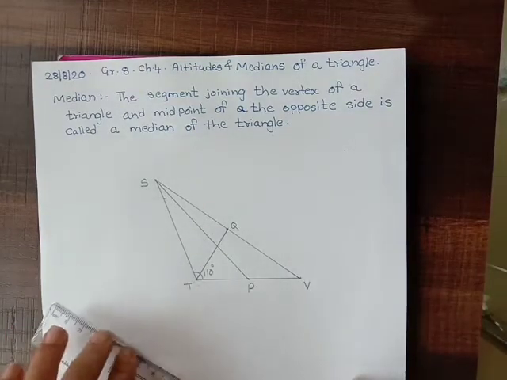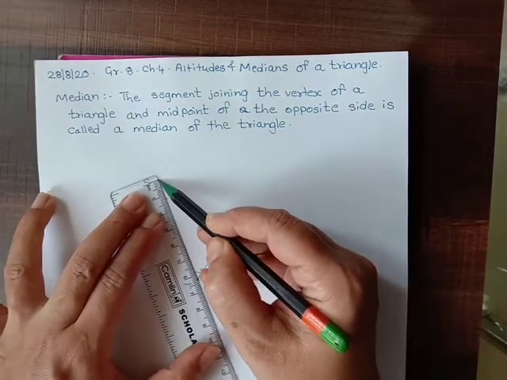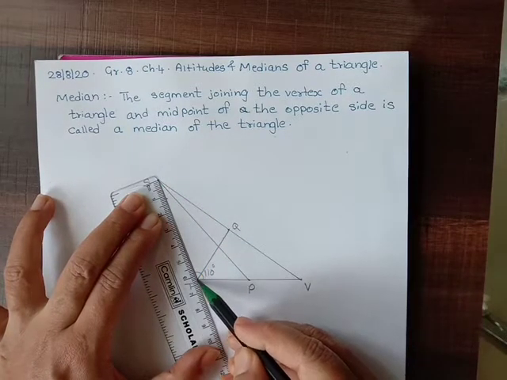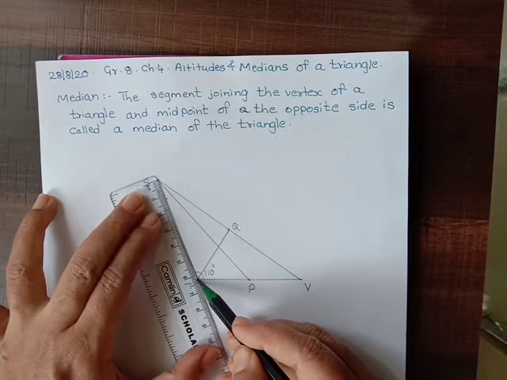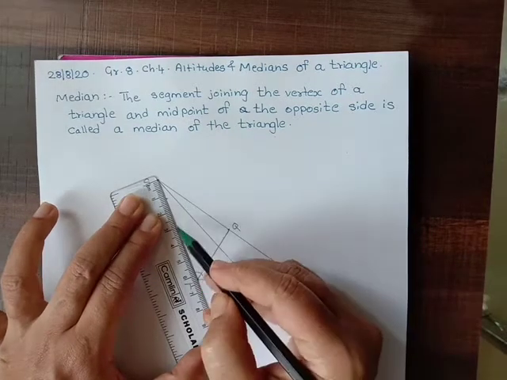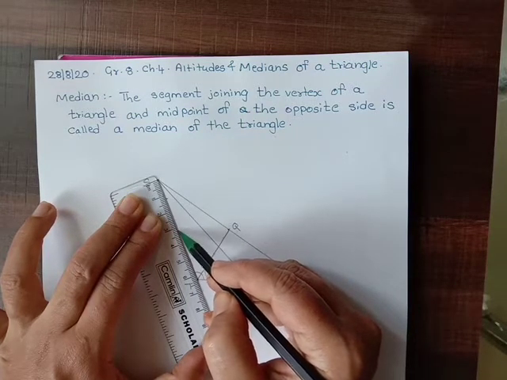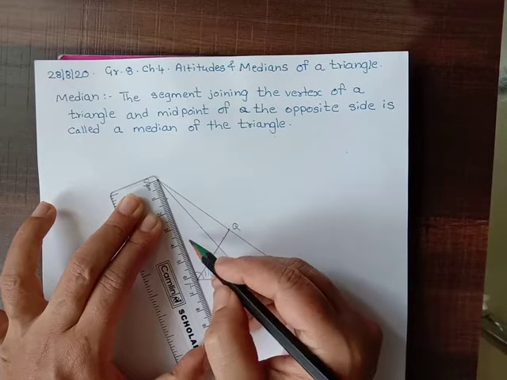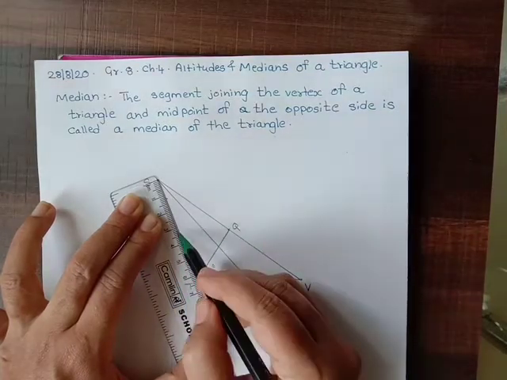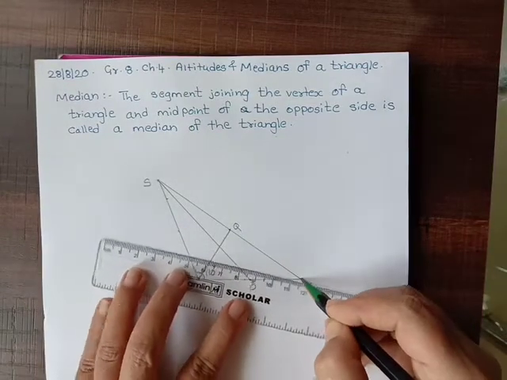Now next, let me check how much is this side. This side is coming as 6.3. So half of 6 is 3, and then 3 means in between 3.1 and 3.2, I will give this point. So this will be the midpoint. Now I am joining these two.